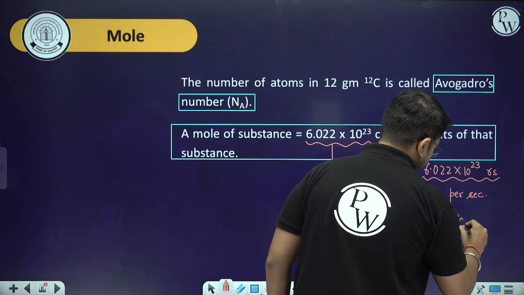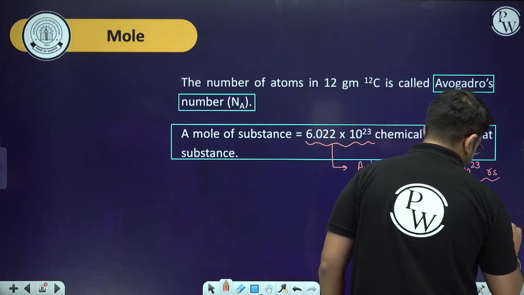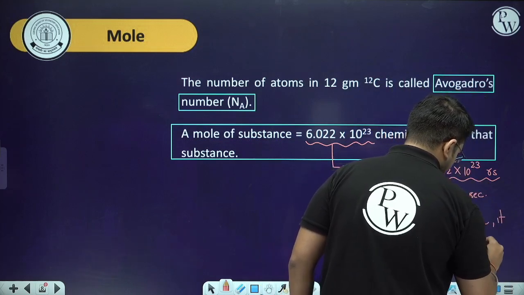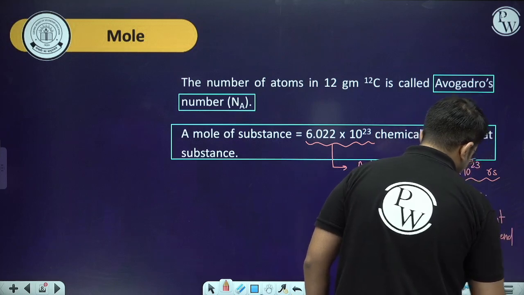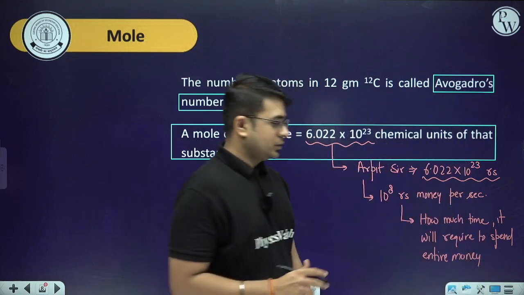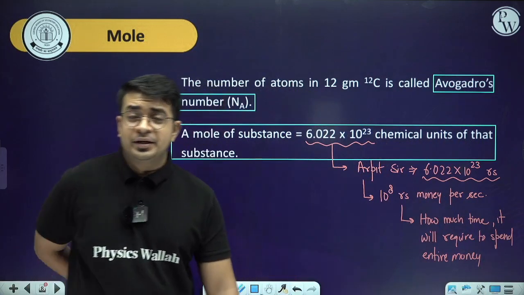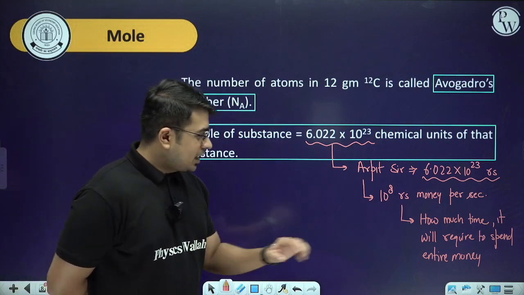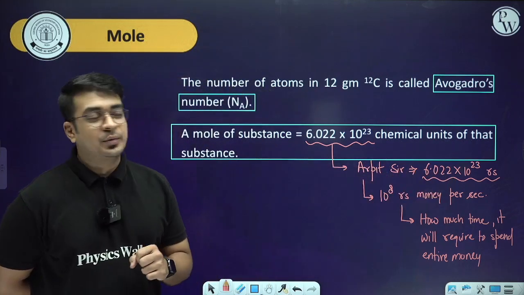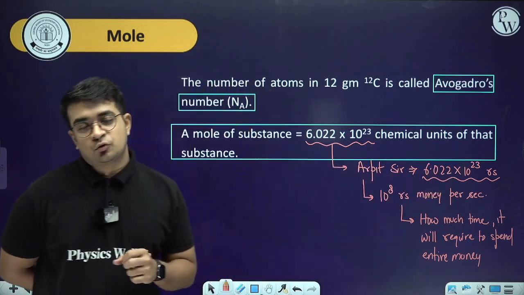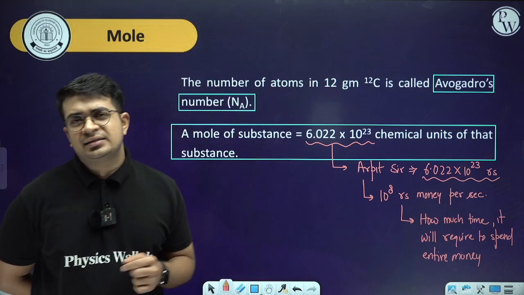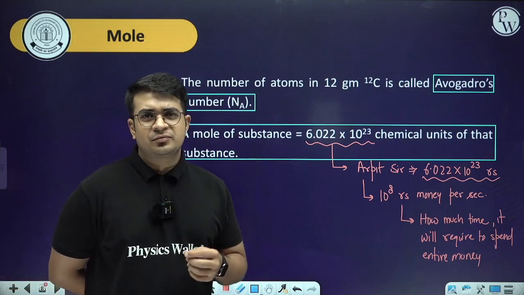So my question is very easy. How much time will it require to spend the entire money? Very simple question. I am spending 1 crore rupees per second. I am asking you, how much time will it take me to spend the entire amount, which is 6.022 multiplied by 10 raised to the power 23 rupees? Most of you are thinking, yes sir, it will take 10 raised to the power 10 seconds, or some very nominal amount.